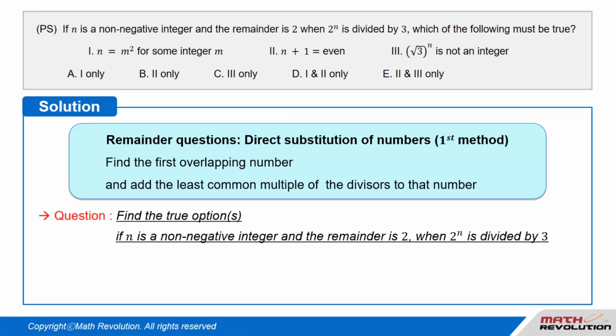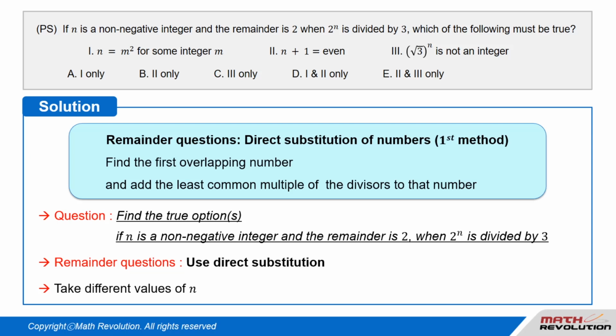We are required to find the options that must be true if n is a non-negative integer and the remainder is 2 when 2 to the power of n is divided by 3. Let us solve this question using direct substitution, as it is the easiest way in such remainder questions. So, let us take different values of n to solve the question.